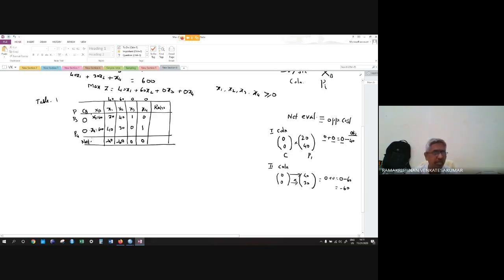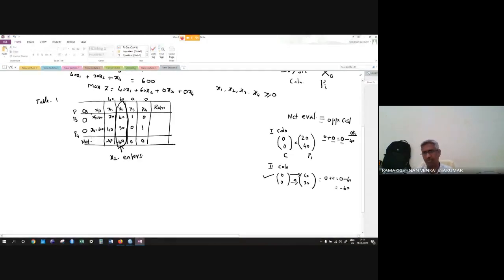So the net evaluation gives an indication that the opportunity cost is higher for product 2, so you have to produce product 2. To produce product 2, we mark the column as the entering variable. In textbooks they use the notation x2 entering.